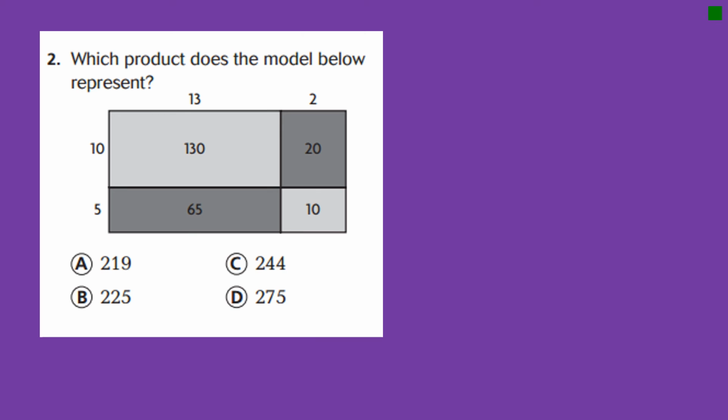So, guys, now we're on the back. Turn your paper over to the back. Which product does the model below represent? Okay, so it looks like this probably was 15 times, now look what they did up here, guys. They did 13 and 2. So 13, 14, 15. They broke apart 15 in a different way, and that's okay.